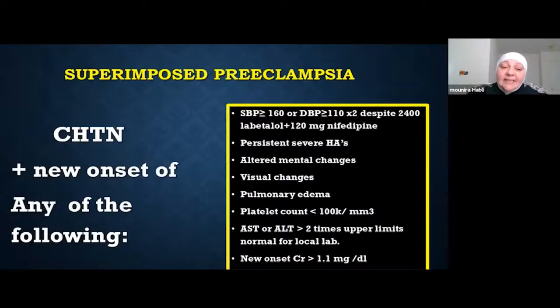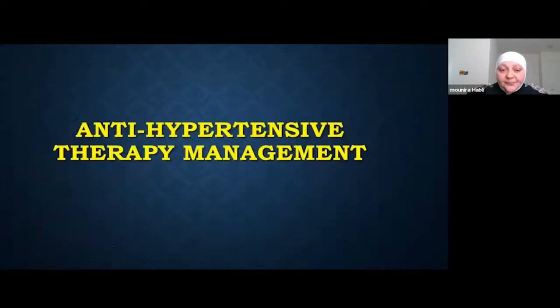The criteria for chronic hypertension with superimposed preeclampsia is new onset of any of these severe features: headache, altered mental status, new proteinuria, or a blood pressure that is uncontrolled despite medication, or abnormal creatinine. These are all the criteria.